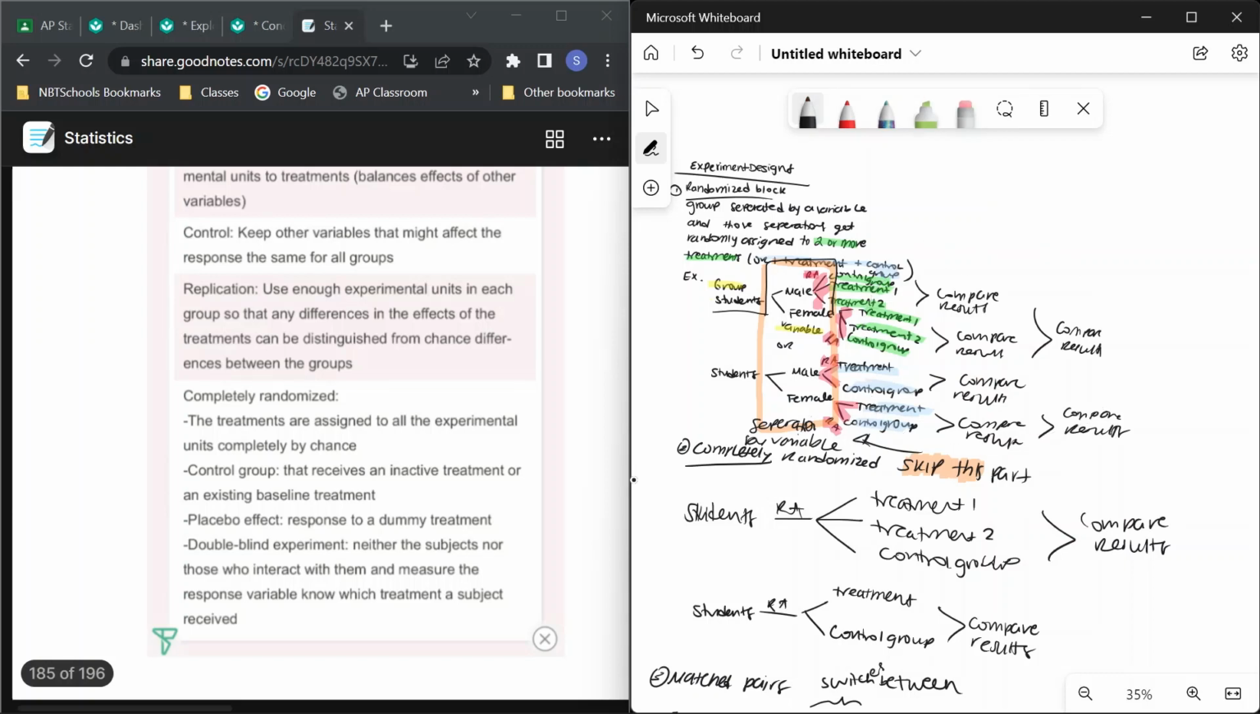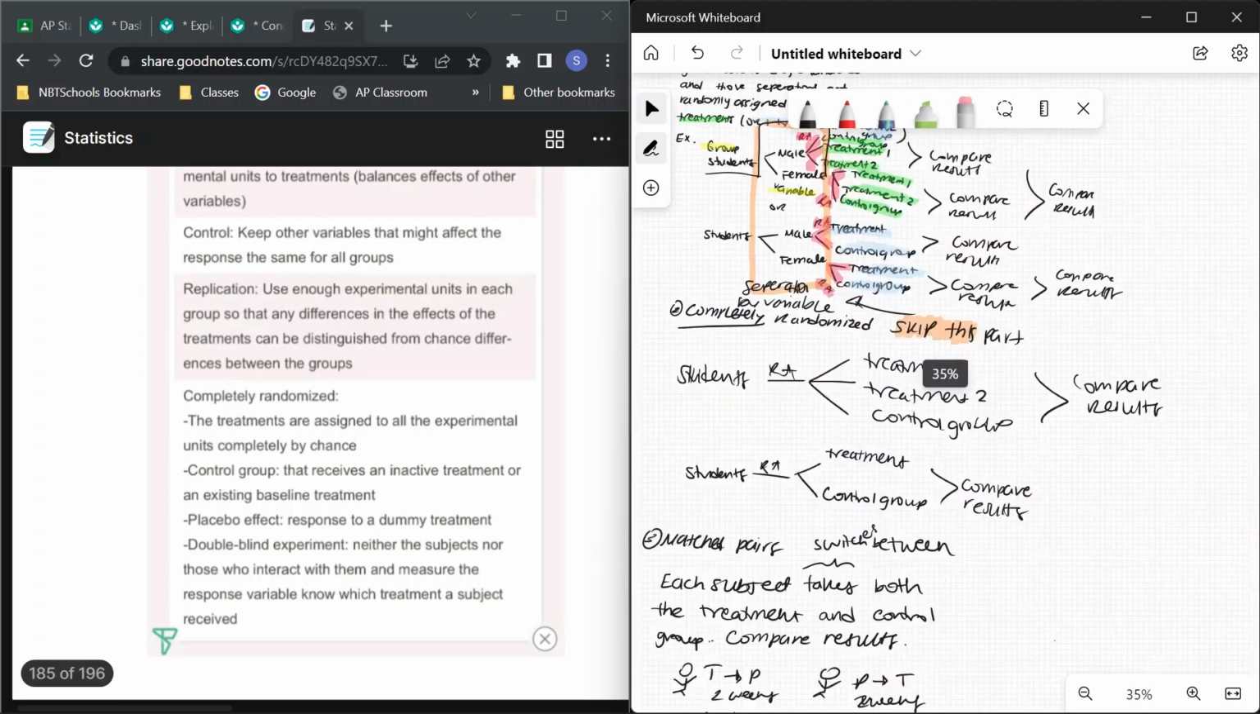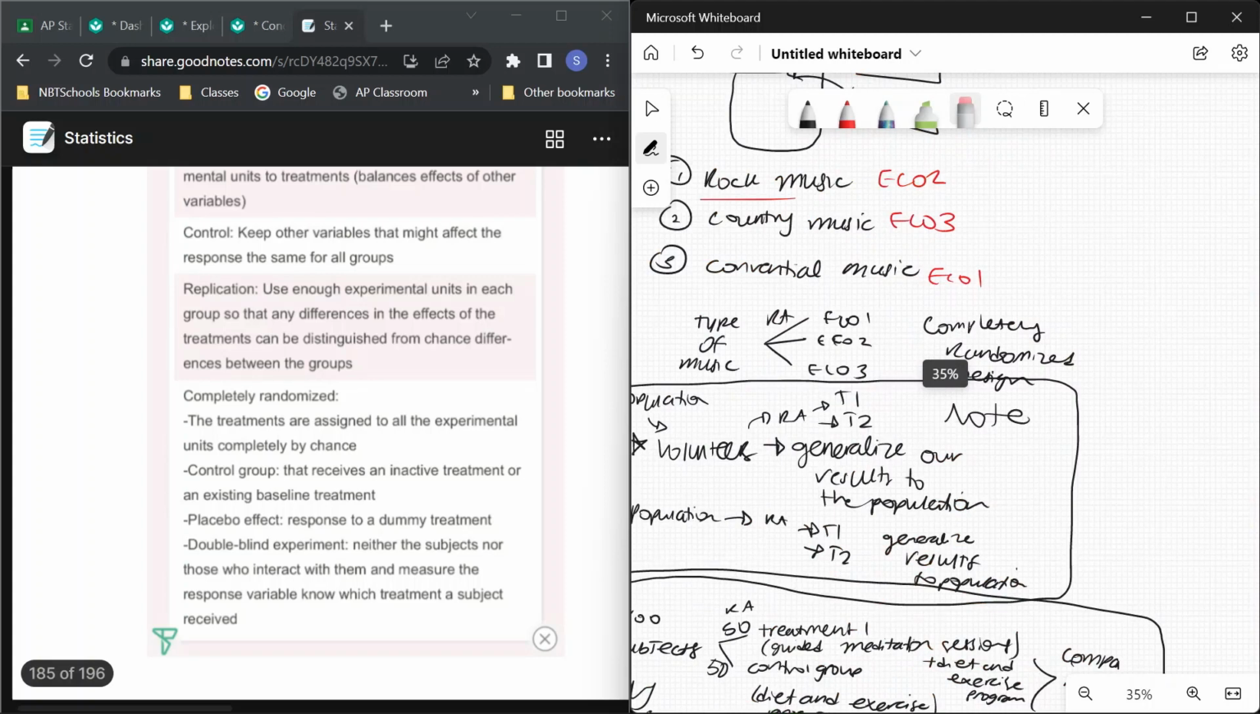So a matched pair is completely randomized too. Every design is completely randomized. It's just sometimes you have an extra step. So in randomized block, you just separate the group into different variables, and then you do a completely randomized design, which is this stuff over here. So that's why it has to be completely randomized.